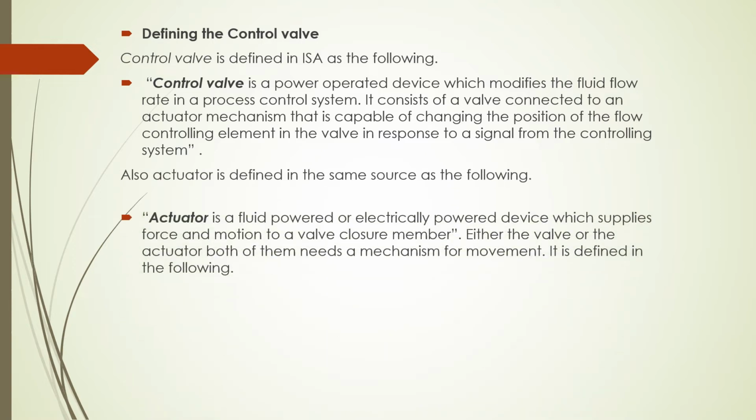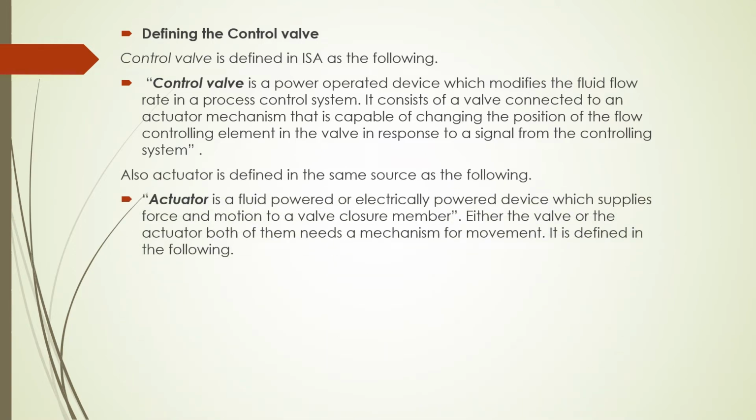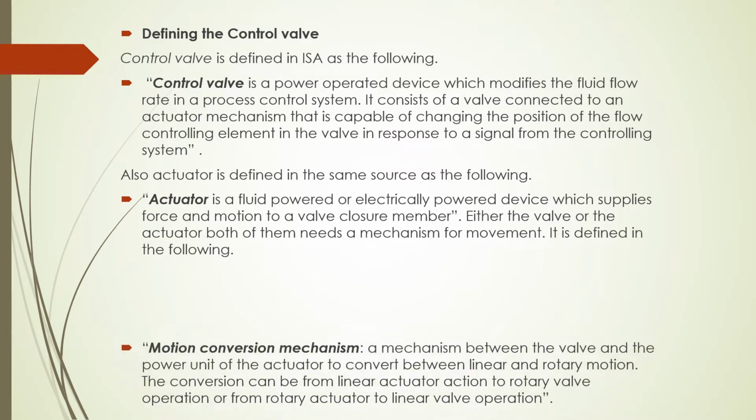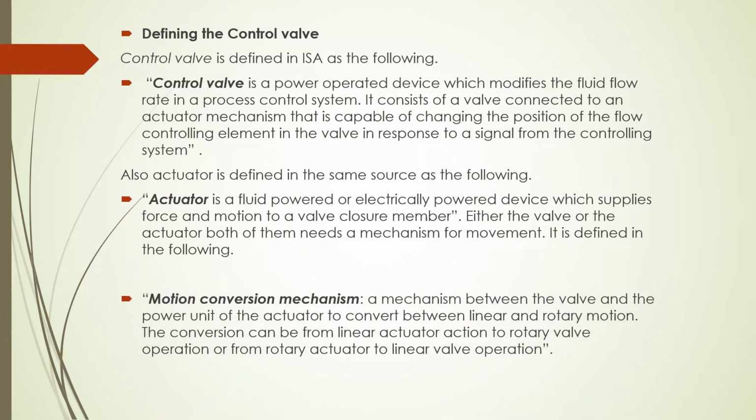Also, the actuator, as defined by the ISA, is a fluid-powered or electrically powered device which supplies force and motion to a valve closure member. Both the valve and the actuator need a mechanism for movement, or we could say the motion conversion mechanism. It is defined as a mechanism between the valve and the power unit of the actuator to convert between linear and rotary motion. The conversion can be from a linear actuator action to a rotary valve operating, or from a rotary actuator to a linear valve operating.